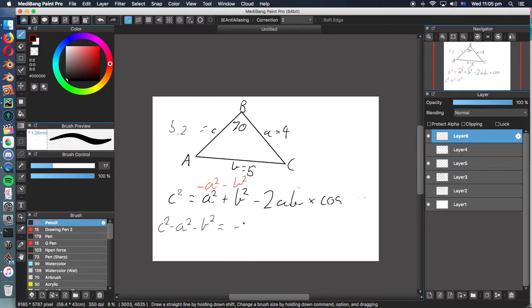equals negative 2ab times cos of A. That's right, there should be an A because we want to find A. If you want to find c, just put in c. It's literally that simple. So now the next step is we need to get rid of this. It's really easy peasy.